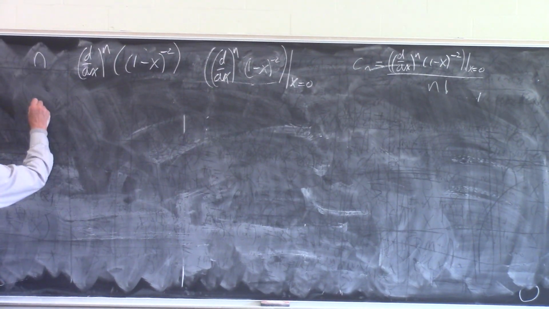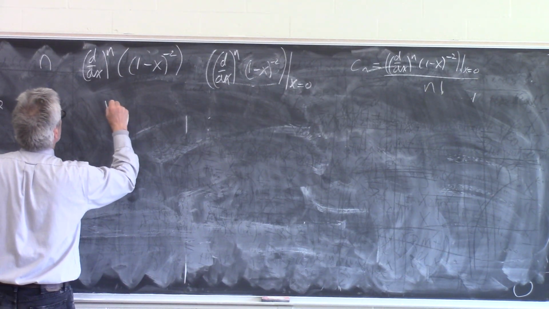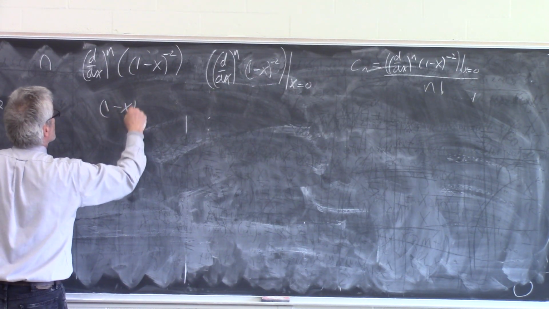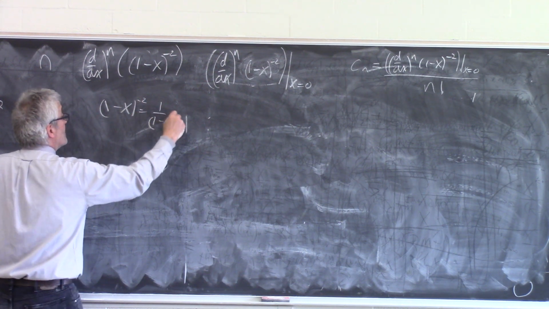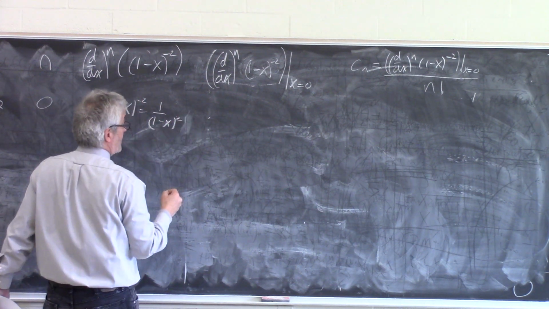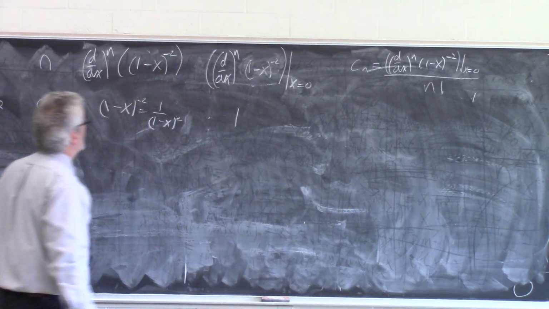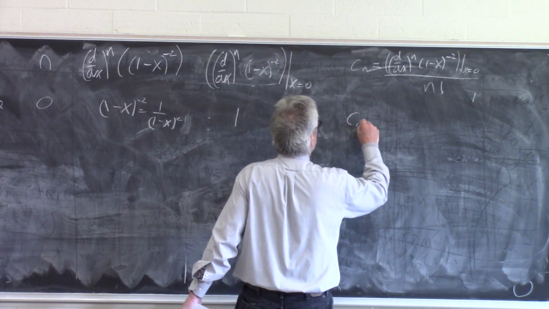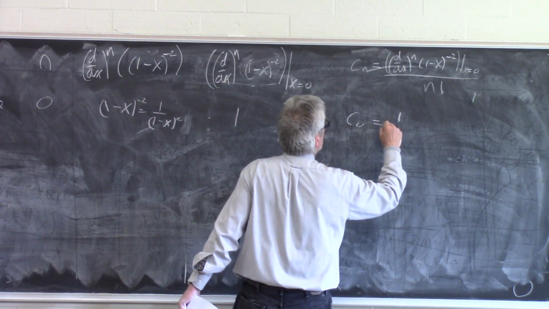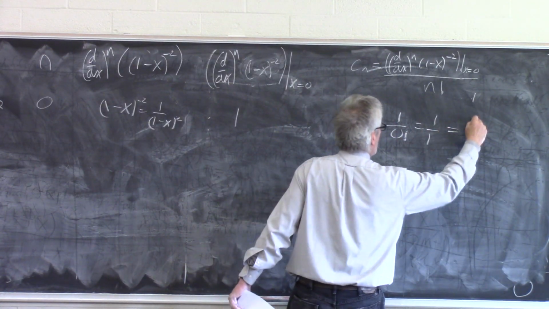Okay, here we go. When n is 0, I don't take any derivatives, so I just get 1 minus x to the minus 2, so that's 1 over (1 minus x) squared. When I plug in 0, I get 1. 1 over (1 minus 0) squared, I get 1. So C0 is going to be 1 over 0 factorial, so that's 1 over 1, so it's just the number 1.